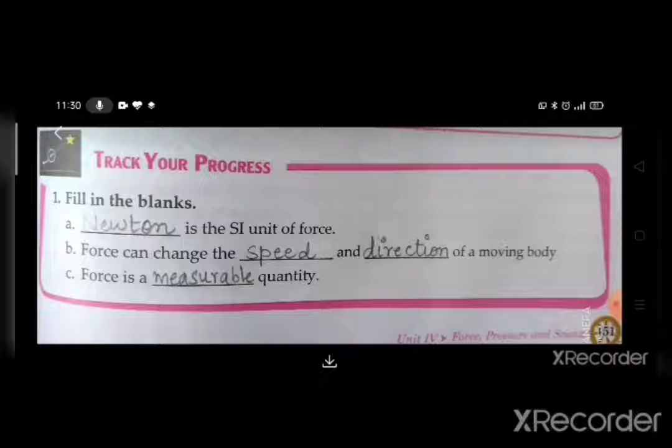Second is force can change the dash and dash of a moving body, that is speed and direction. Third is force is a dash quantity, that is measurable quantity.